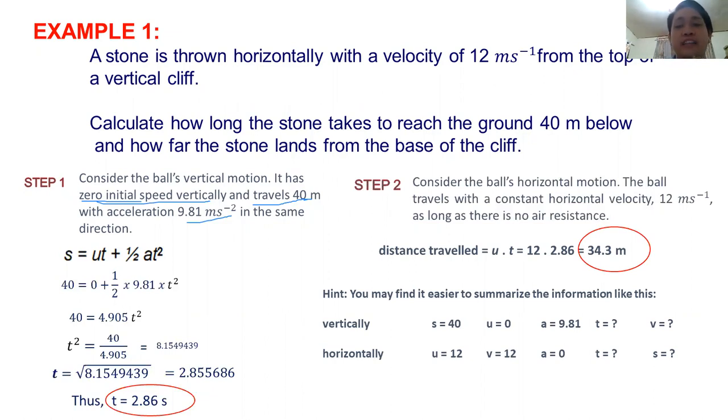You may also find it easier to summarize the information by listing all the givens. For vertical motion, we have S is equal to 40, U is equal to 0, A is equal to 9.81, then find your time t and your v. For horizontal motion, you may have u is equal to 12, v is equal to 12, a is equal to 0, then time is missing and s is missing. You can do the same thing to make it easier to summarize the information and solve the problem.